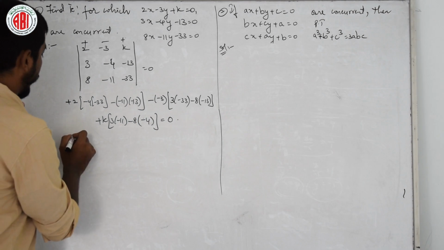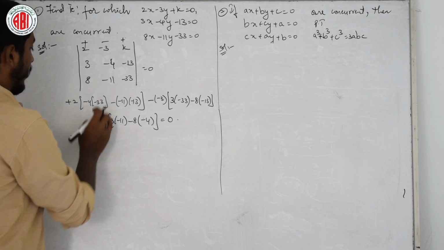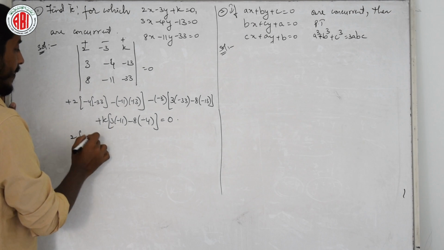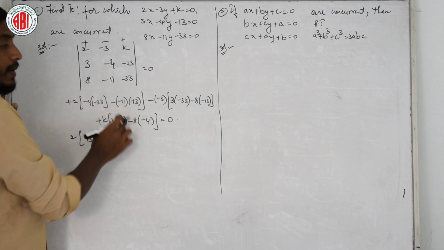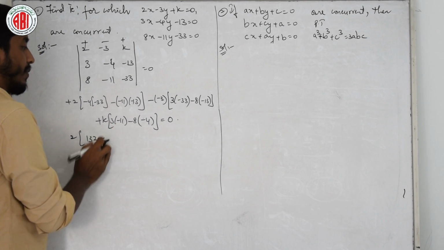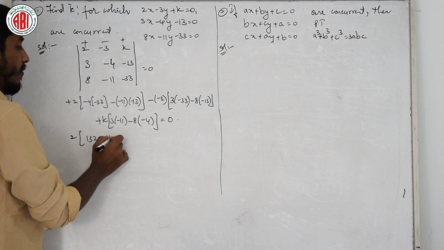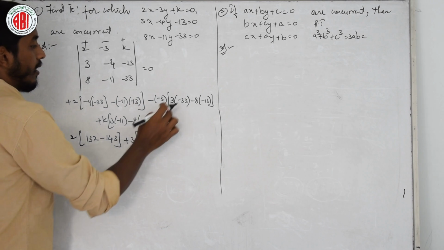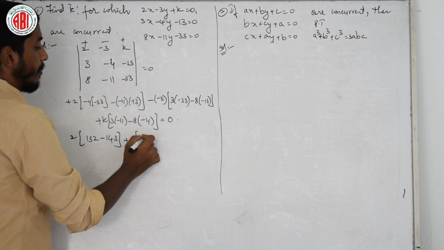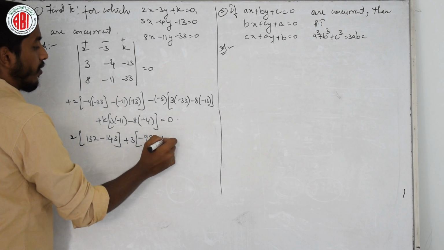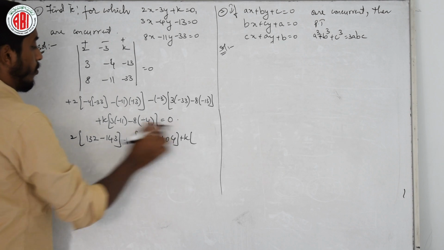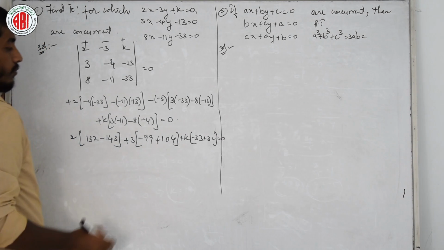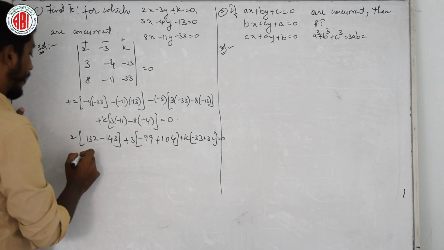Now let us solve this. 2 into 4 into 33: minus into minus is plus, 4 3s are 12, 4 3s are 12 and 32, it becomes 132. Minus, minus into minus is plus, plus into minus is minus, so minus 11 into 13, that is 143. Minus into minus is plus 3 into, 33 into 3 is minus 99, 8 into 13 is 104, plus k into, 3 into 11 is minus 33, 8 into 4 is plus 32.